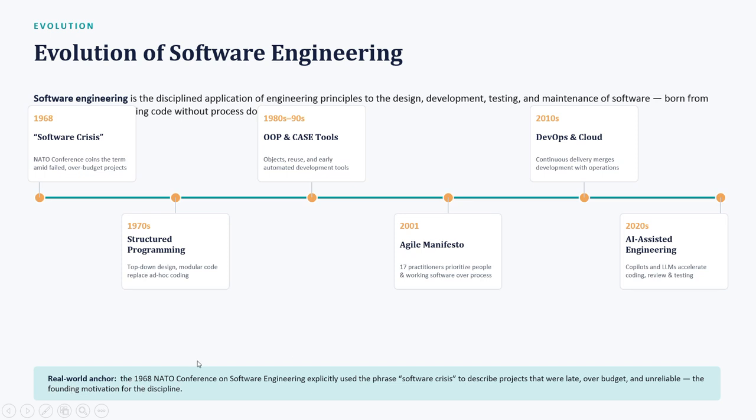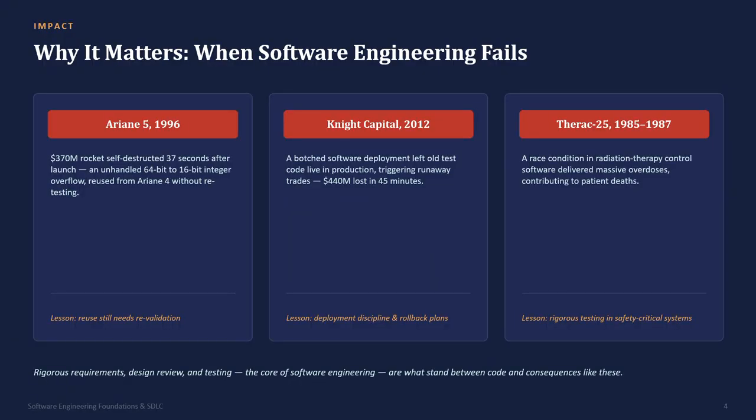Real world anchor. The 1968 NATO conference on software engineering explicitly used the phrase software crisis to describe projects that were late, over budget, and unreliable, the founding motivation for the discipline. What is the impact of all this? Why it matters when software engineering fails?